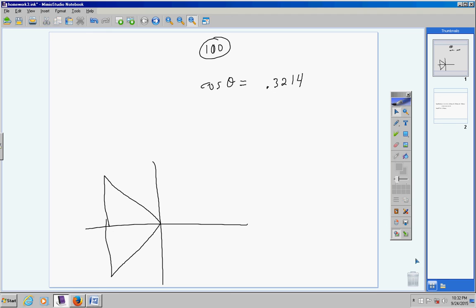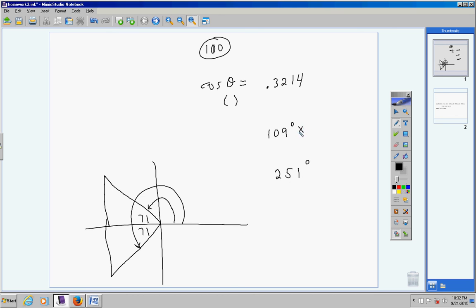Now we're trying to find this little angle right here. So we're going to have to hit second cosine because you're missing an angle. So second cosine, and then type in 0.3214. Enter. And you're going to get 71 degrees. So I'll put a 71 here and a 71 here. So one answer goes from here to here. That would be 109 degrees. And then one answer goes from here to here. So 180 plus 71, 251 degrees. Alright, so there we go.